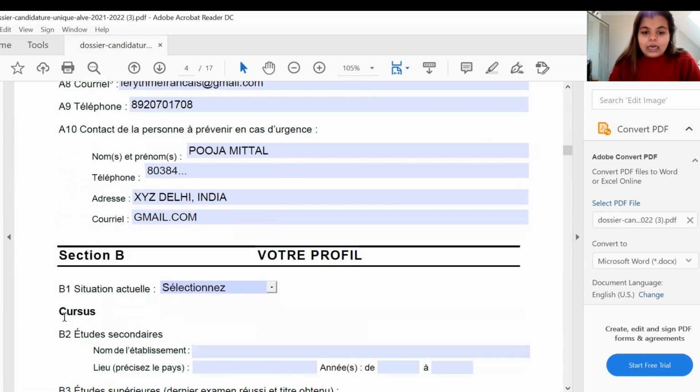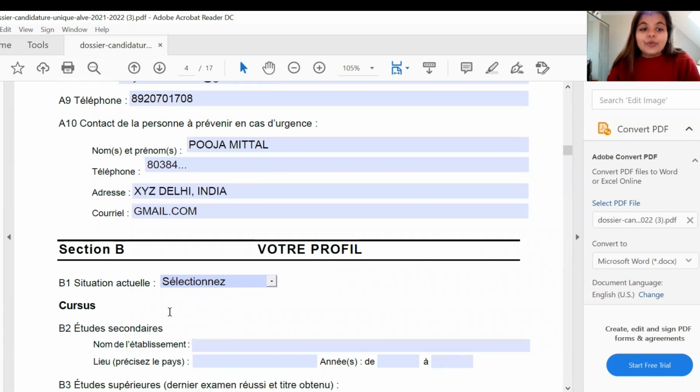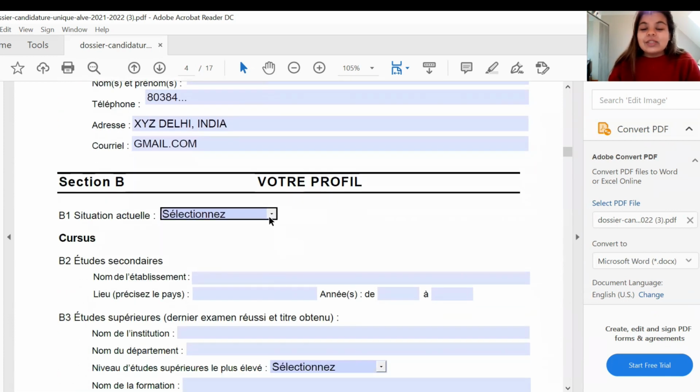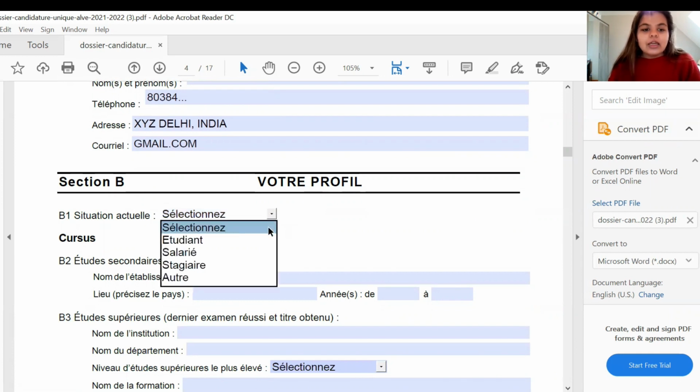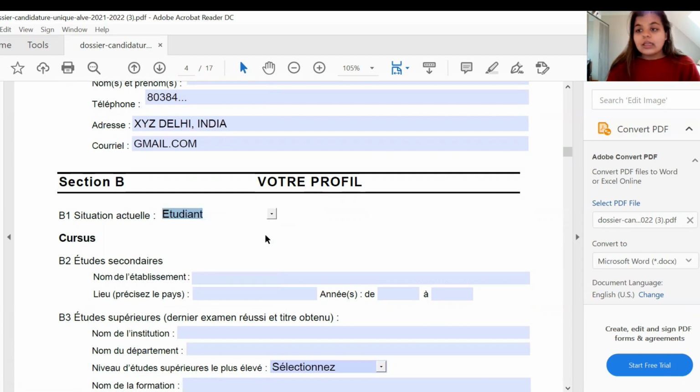I hope I am clear and I'm not going very fast. So this was the basic information, so I'm not taking so much time over there. Then your current situation, if you're a student, if you are working, if you are volunteering, or if you're doing anything else, you can mention that. So you write études here. In études secondaire, it's going to be your high school. That means your 12th class.